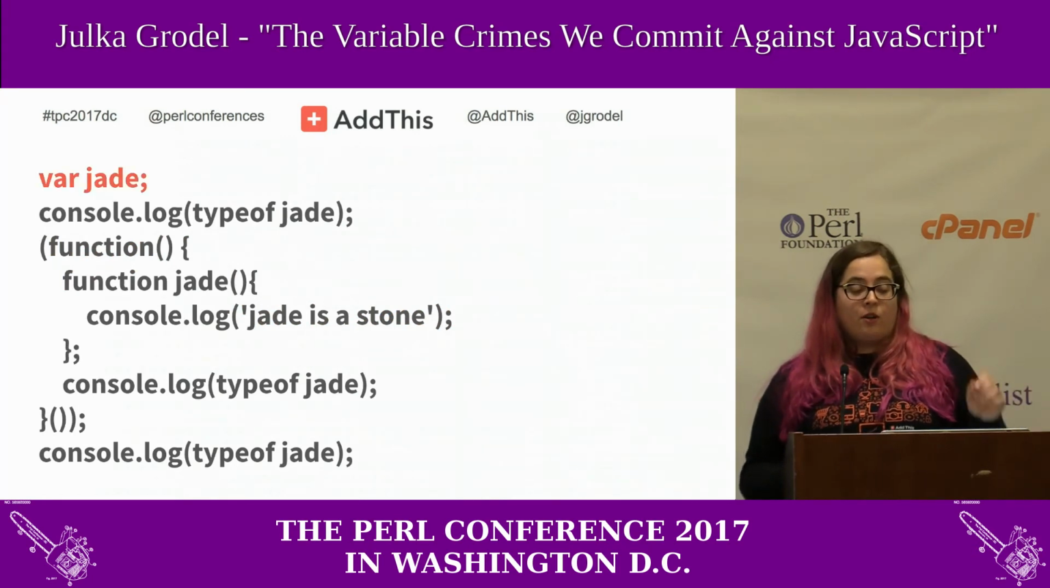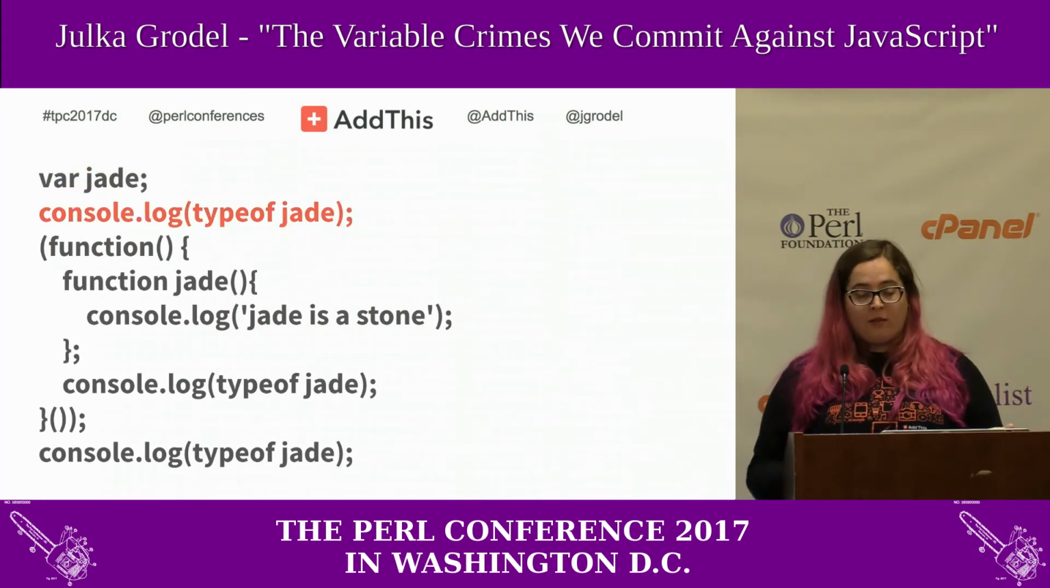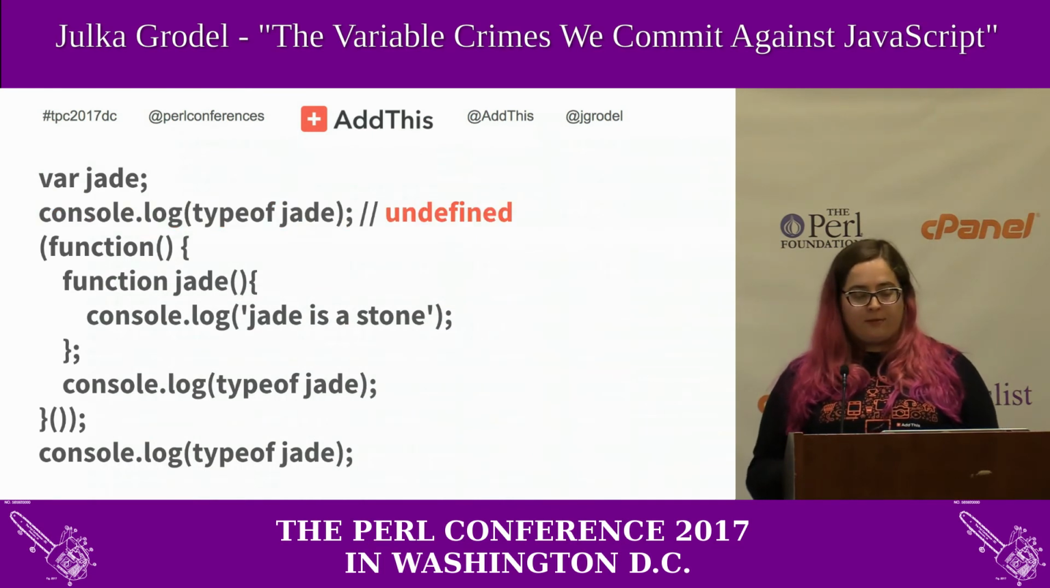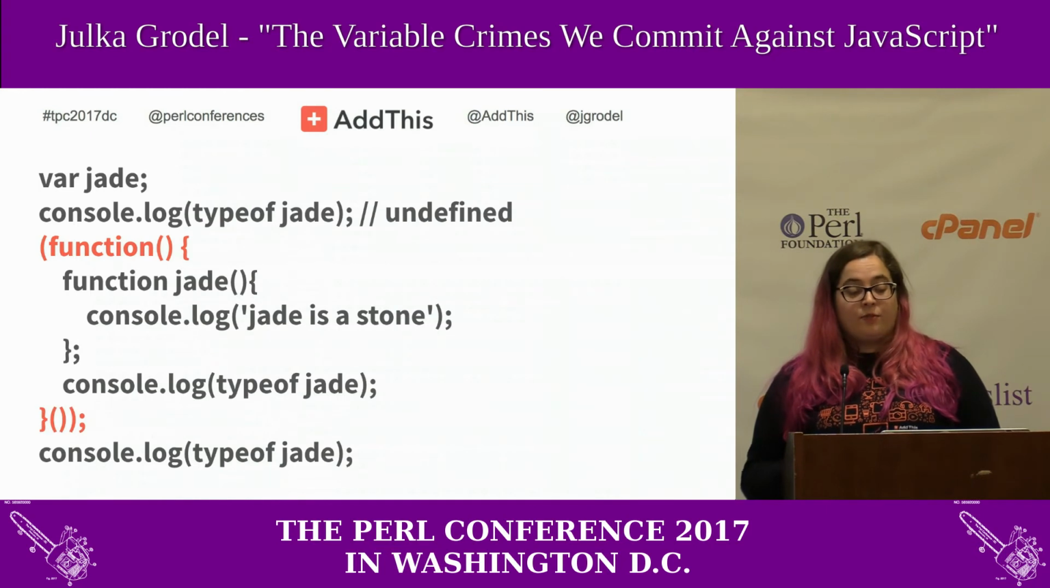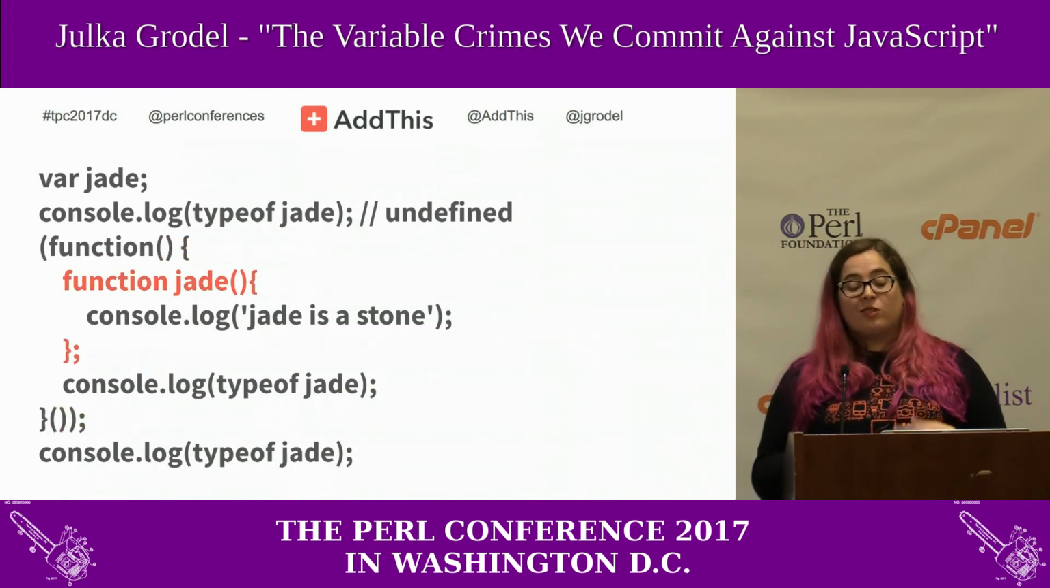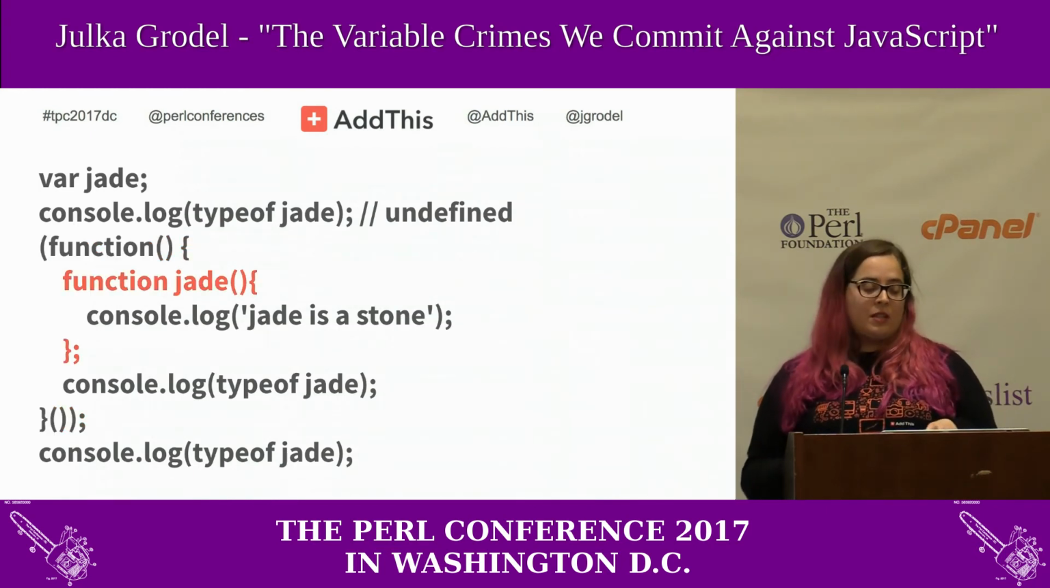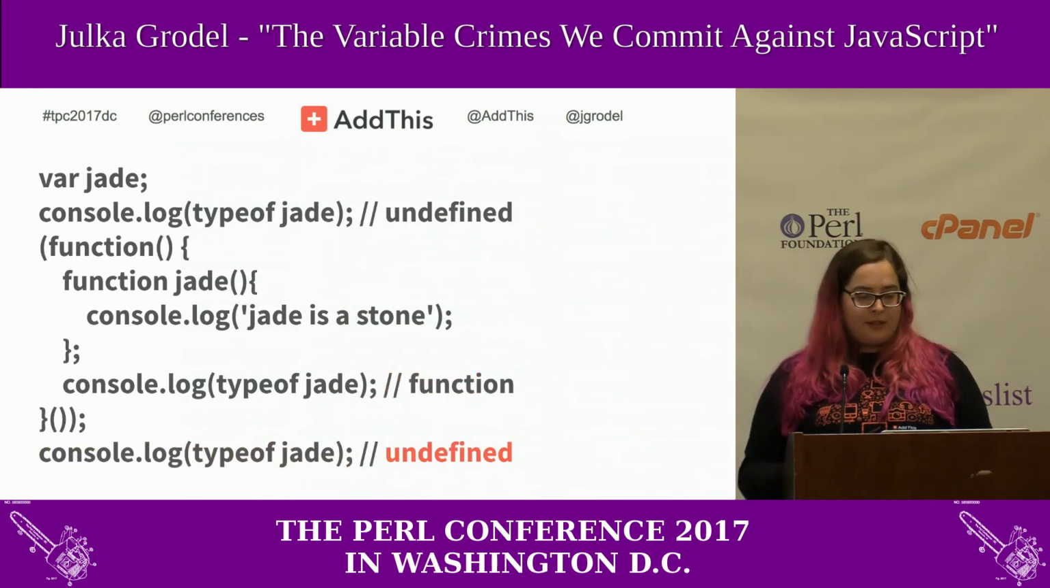So here I'll do a var jade, and I'm console logging out the type of jade, and it's just undefined. And then in here, I'm actually defining my function jade. This will give me a variable jade, but only in this scope. And I can see that here I have type of jade as function. When I come back out, it's undefined.